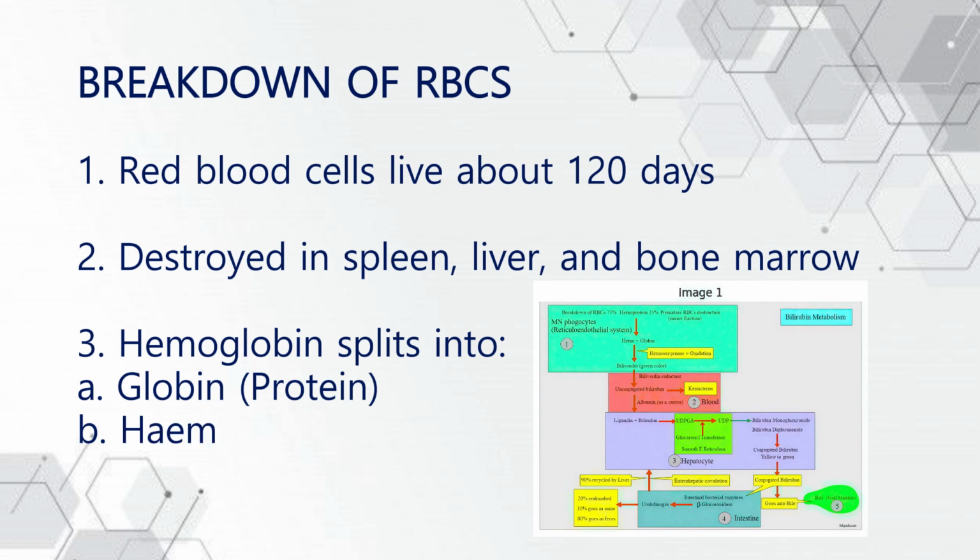With the globin part, the globin is broken down into amino acids, and these amino acids are recycled in the body to form new proteins. Then the Haem undergoes further breakdown to eventually form bilirubin, which is important for bile formation.